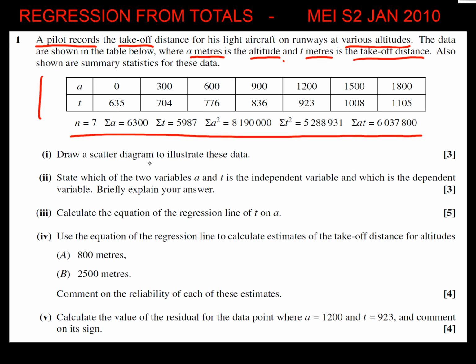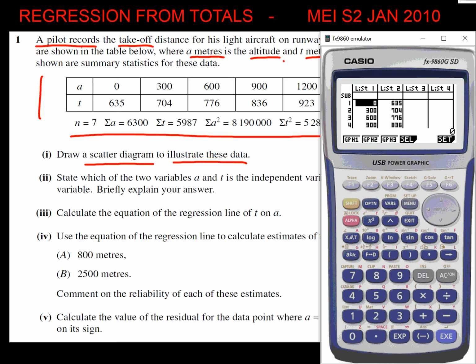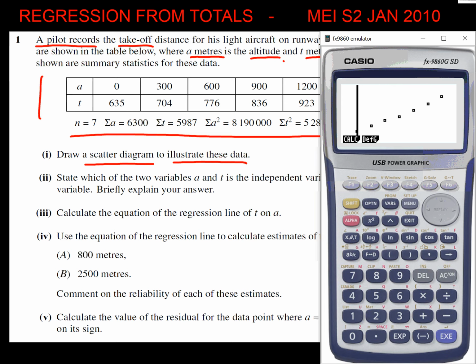First thing, so it's question 1, part 1. Draw a scatter diagram to illustrate the data. Well, I've put the figures into the calculator here and sort of preempted part 2 because the A values are in list 1 and the T values are in list 2, and if I graph them I get a pretty straight line, don't I? In terms of what you've got to do if you're drawing it, make sure you accurately put your A and T values on, and make sure that you've labelled your axes. So the x-axis is A, which is altitude in meters, and the y-axis is T, which is takeoff distance in meters.